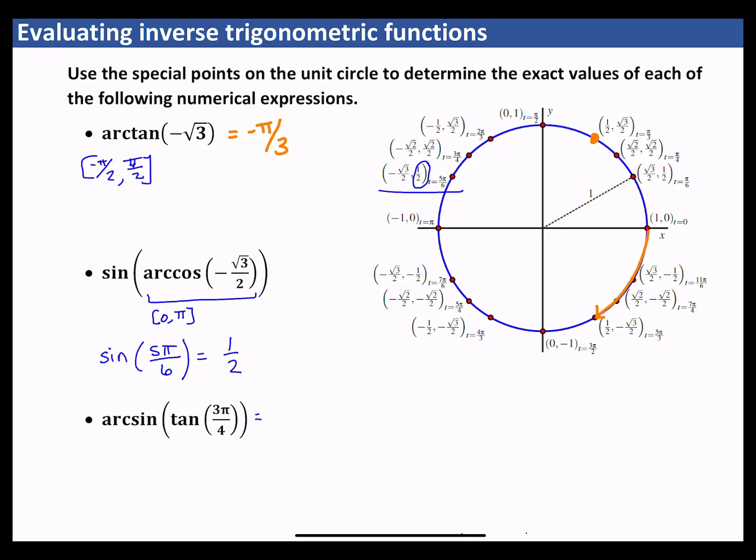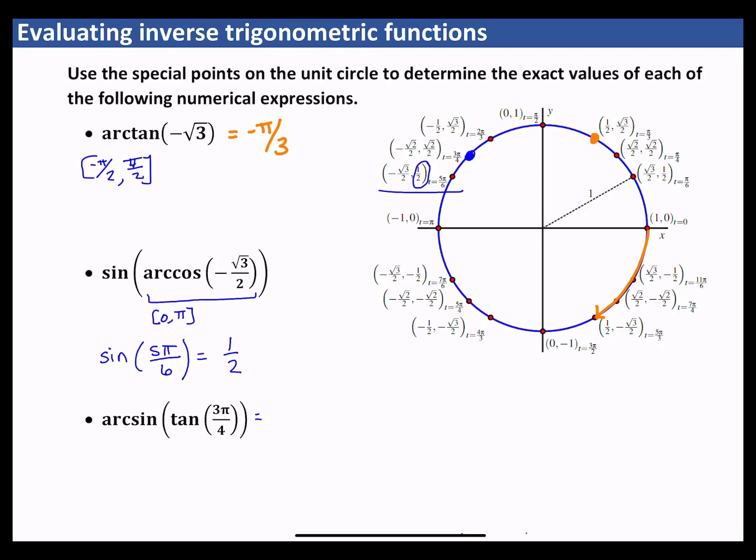All right, so our last one is going to be somewhat similar to that. We have the arc sine of the tangent of 3 pi over 4. And we know 3 pi over 4 is over here in the second quadrant. So again, you might be thinking, wait a minute, I thought with tangent we're restricted to the first and fourth quadrants. And again, that's only with the inverse tangent, the arc tangent, where we have that restriction.